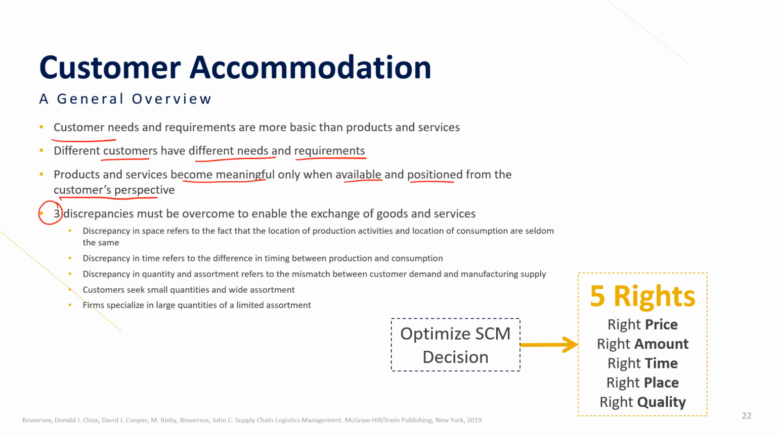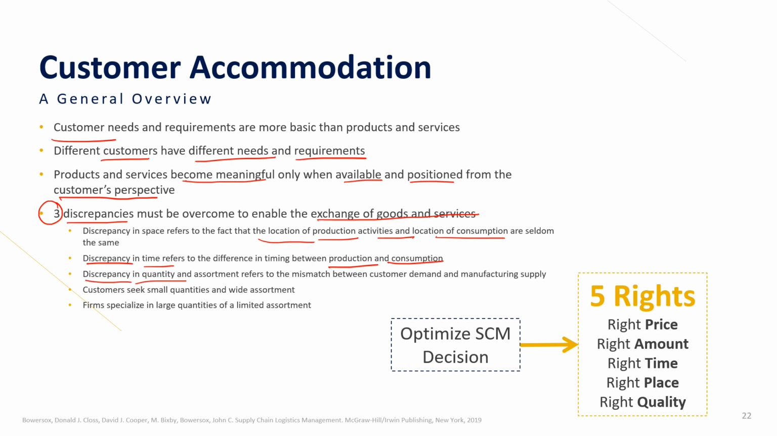So there are several discrepancies here. We introduce three discrepancies that you need to overcome to enable a good exchange of goods and services. The first discrepancy, or gap, is that the location of the production activity and the location of the consumer need is seldom the same. So normally you will need a transportation function to bridge the gap. Then there is time: the time the product is produced and the time the customer consumes it might differ, so you may have inventory to handle that.